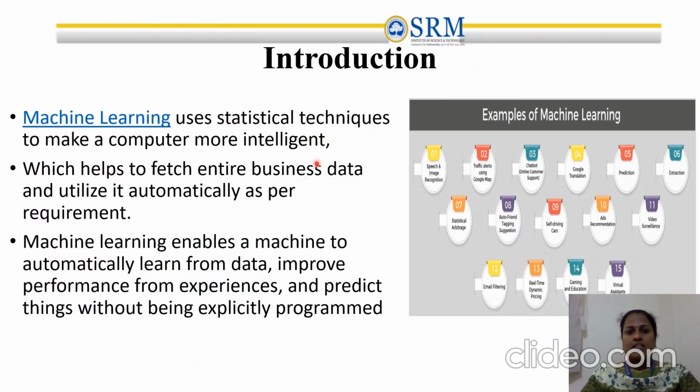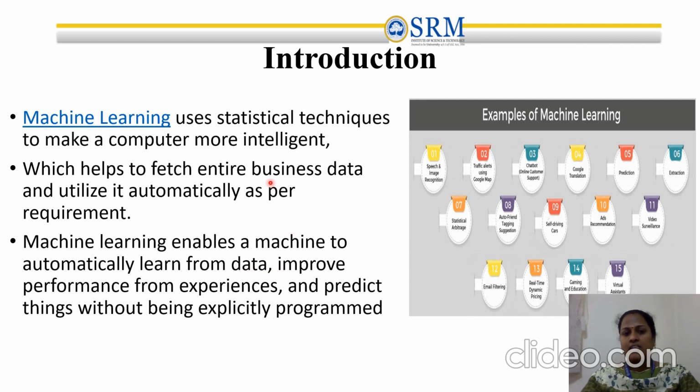What is machine learning? Machine learning uses statistical techniques to make a computer more intelligent, which helps to fetch entire business data and utilize it automatically as per the requirements. Machine learning enables a machine to automatically learn from the data, improve performance from experience, and predict things without being explicitly programmed.